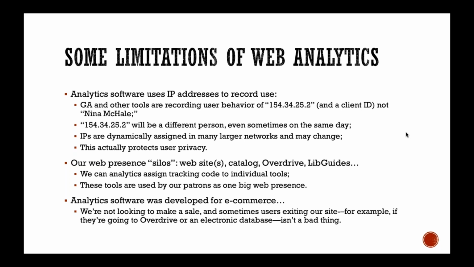So they record user behavior in a way that is anonymous, which is a good thing, but it also has limitations. If I, Nina McHale, do something on the library's website on my laptop here at my desk in my office, and then I walk out to one of our public computers in the library, it's going to be a different IP address, a different client ID in Google Analytics, and I will be recorded as a different person. Similarly, if you're a library with public computing, one computer is going to be one IP, and you might have 10 people using that computer on the same day.